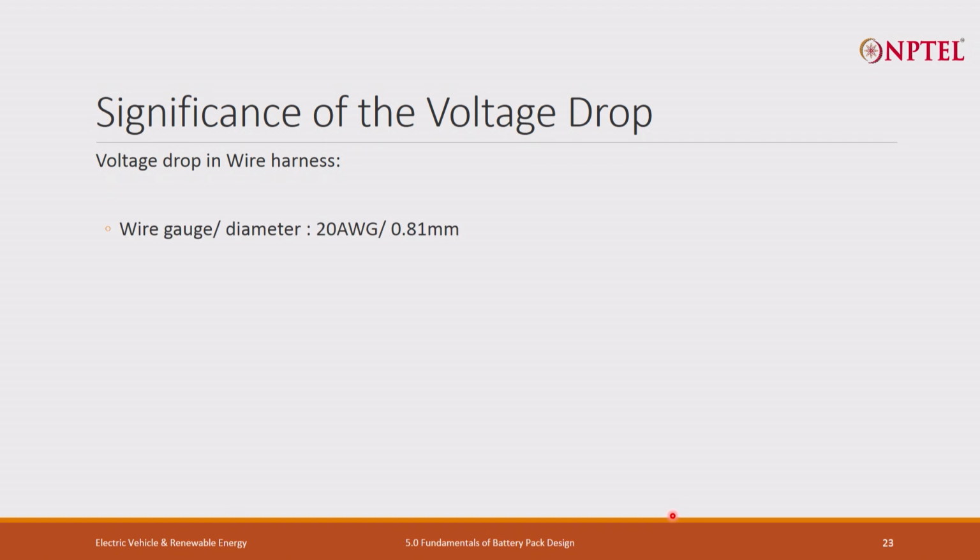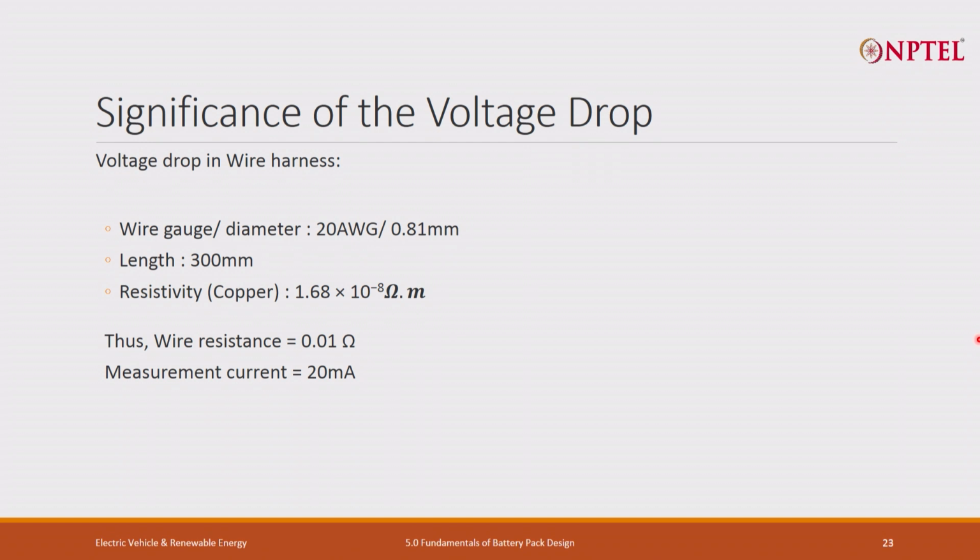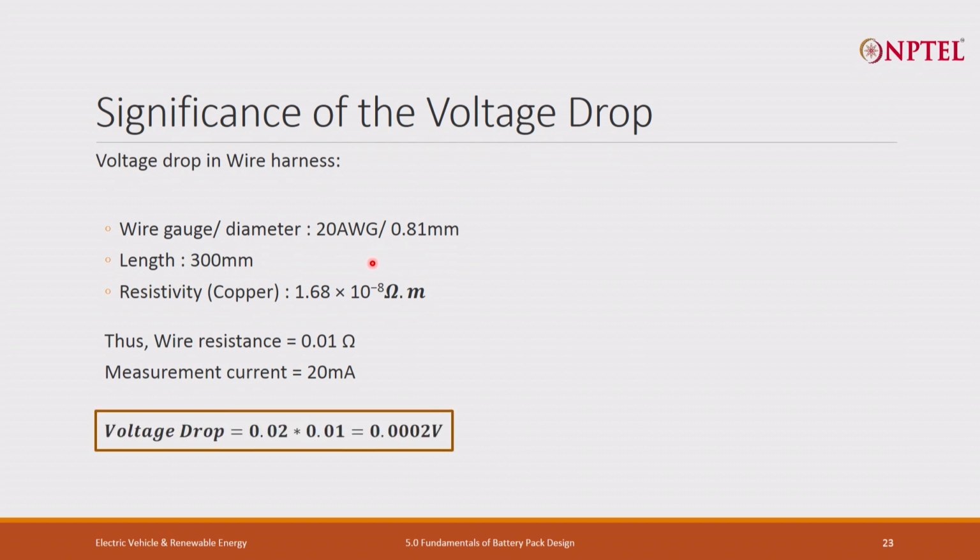Now, I am going to put questions here, and then we will see what happens in the conductor, that means the power delivery part and the sensing part. So, generally the wire gauge for sensing we use is 20 AWG, around 0.8 mm square. The length is 300 mm. The resistivity of copper is given. So, the wire resistance is 0.01. So, resistance is quite high.